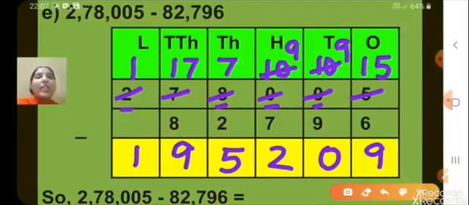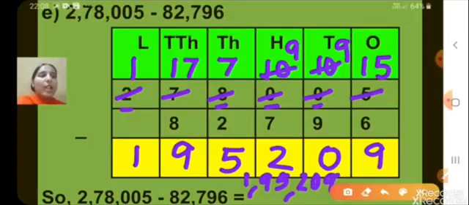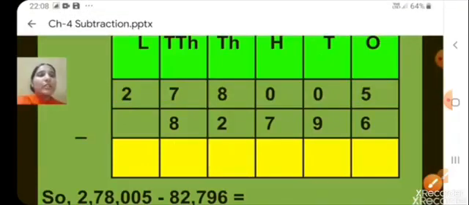So what is the answer obtained here? Can you read this difference, children? Yes, it's 1,95,209. Okay. So now let's move to the next question.